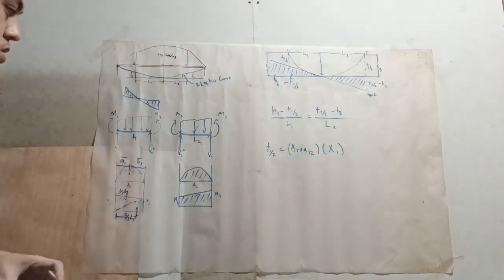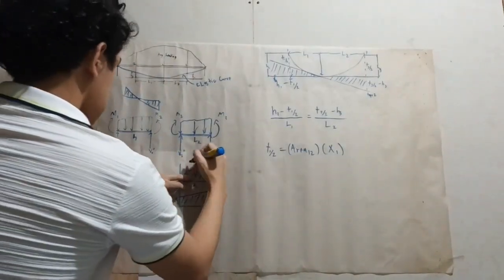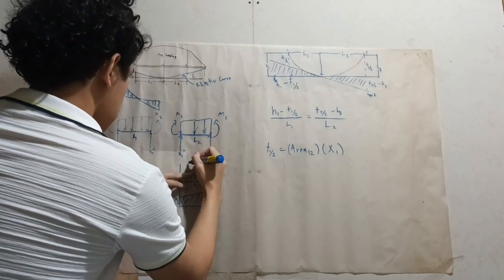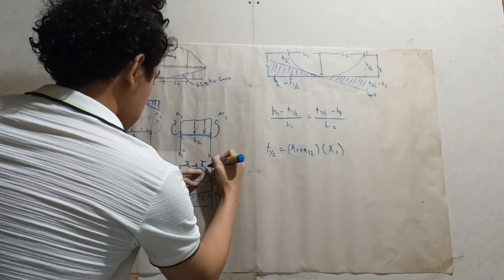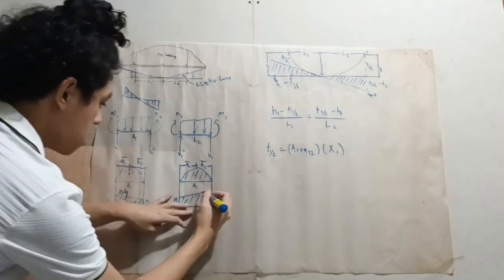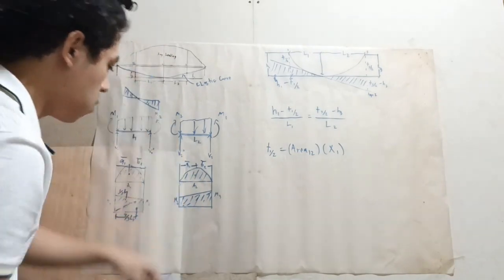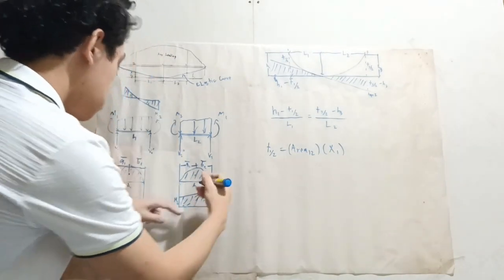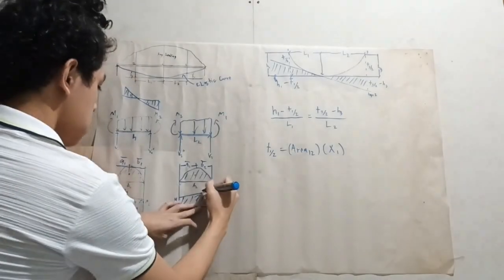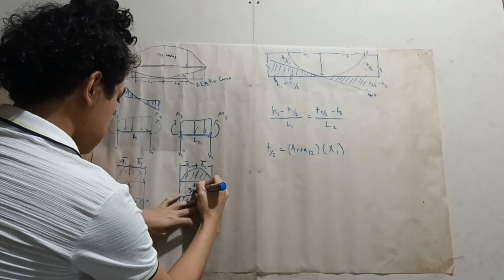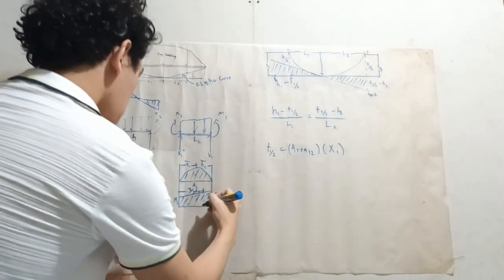Same here, a bar 2 plus b bar 2. It is 2/3 of L2, and then the other is 1/3.